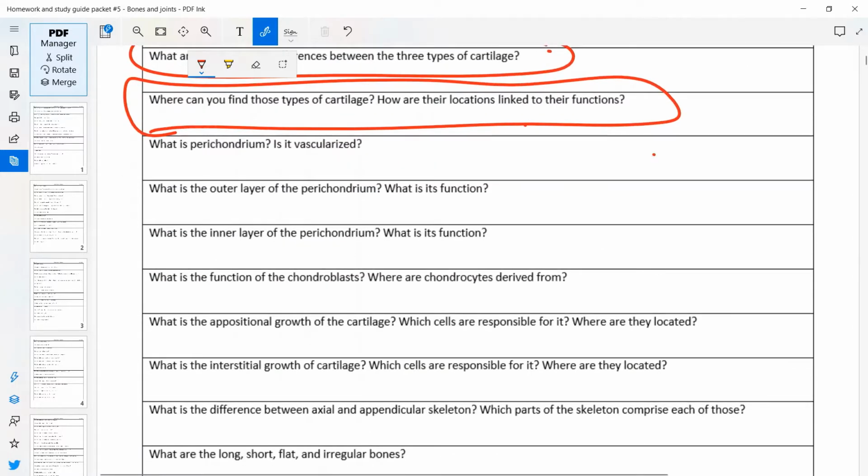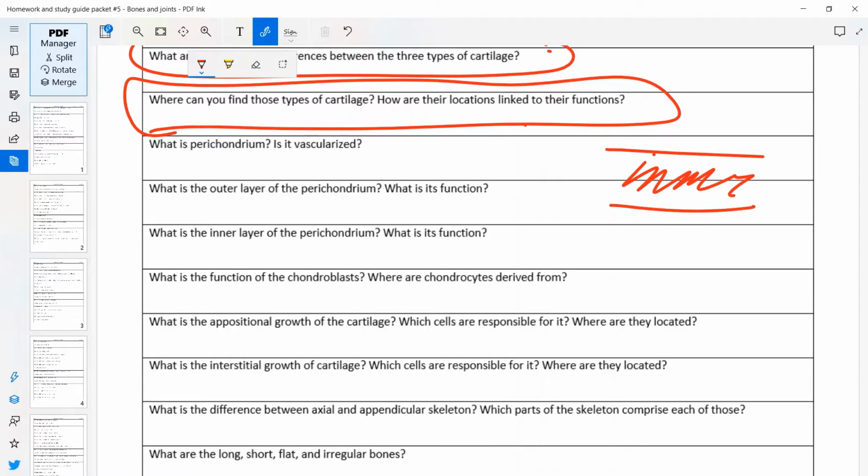Perichondrium, so cartilage, two layers of perichondrium, matrix is in the middle. Perichondrium is the only part that has blood vessels. Outer layer of perichondrium, the fibrous layer, resists the outward pressure. The inner layer, chondrogenic layer, contains the stem cells.